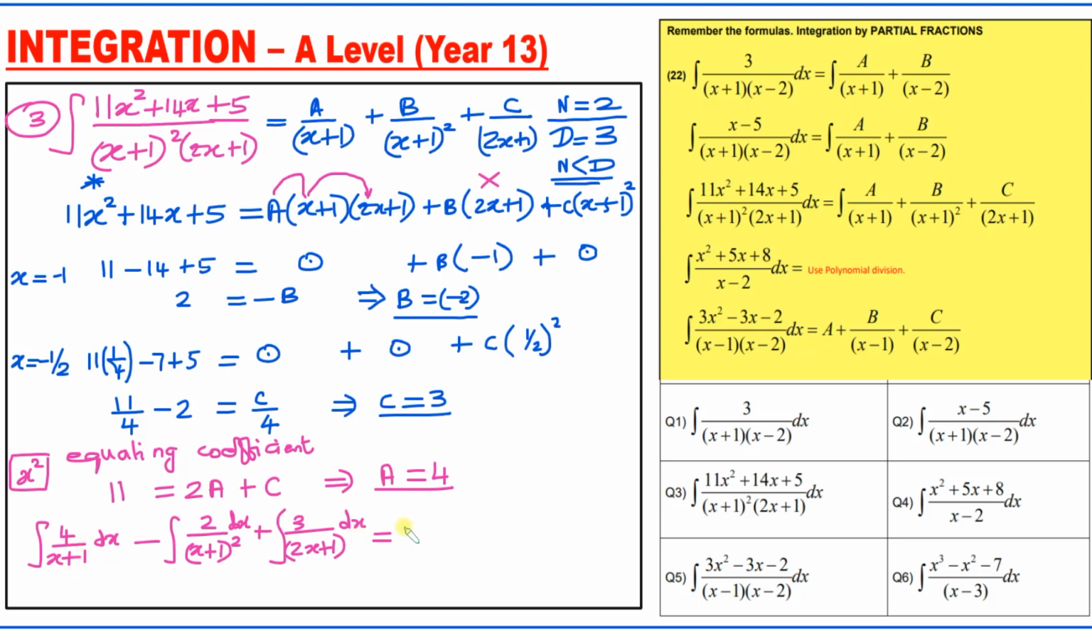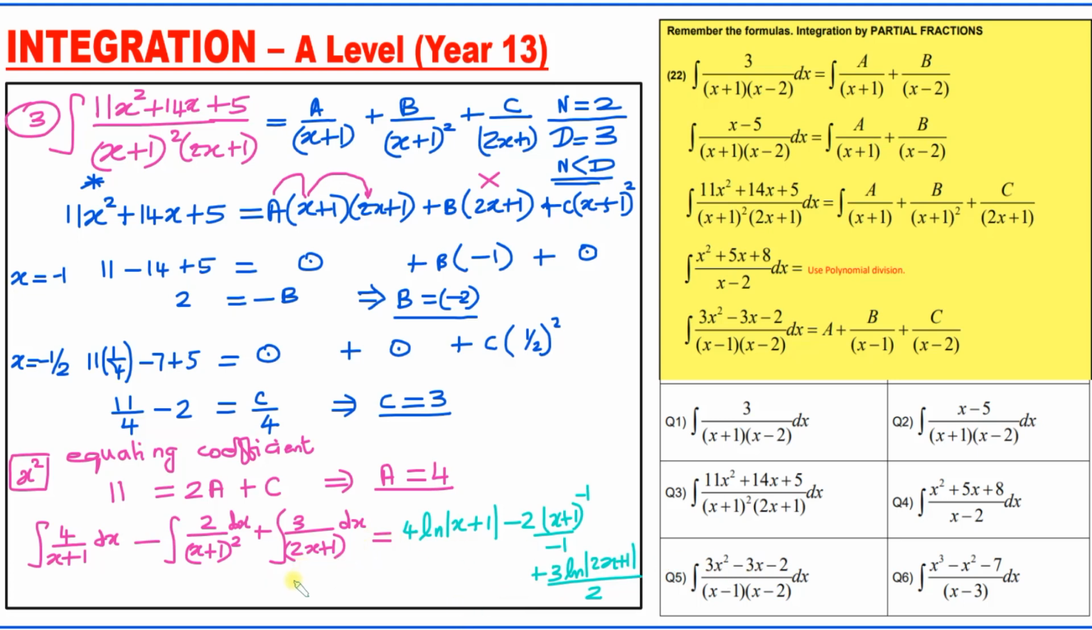4 over x plus 1, it's going to be 4 ln x plus 1, right? And now minus 2 times x plus 1 squared means if you bring it up is x plus 1 to the power of minus 2. Increase the power, x plus 1 to the power of minus 2 add 1 is x plus 1 to the power of minus 1 divided by minus 1, right? And plus 3 ln 2x plus 1 and divided by 2 because the coefficient of x is 2.